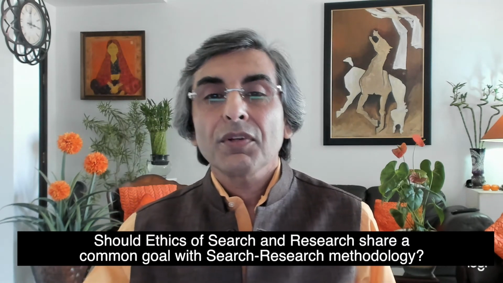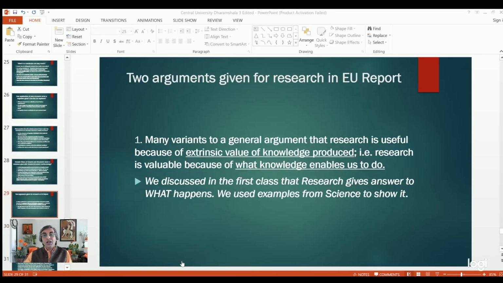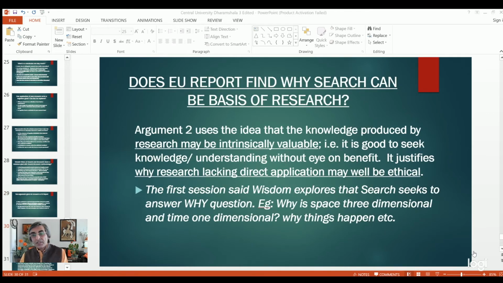Two arguments are given for research in the EU report, and it is good to have a look at both the arguments. The first argument is that research is useful because of the extrinsic value of knowledge produced. That is, research is valuable because of what knowledge enables all of us to do. We discussed in the very first interaction, the very first lecture, that research gives answers to what happens. And we used many examples from science to show it. But does the EU report find why search can be the basis of research? The very first ab initio set of exchanges we had, the very first lecture.